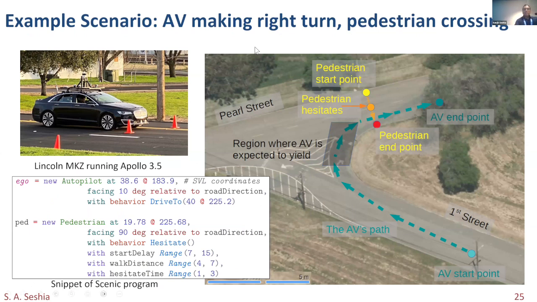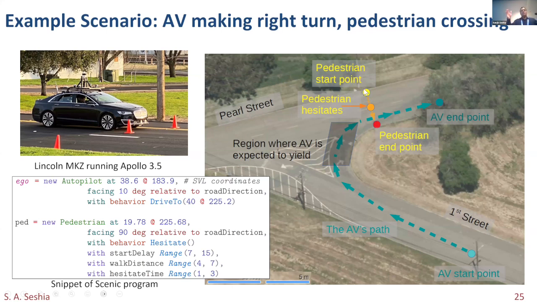There's an autonomous vehicle which you see up here. It has a LiDAR on the top. This was a few years ago, so it was running an old version of Baidu's Apollo software. The AV starts down here on First Street, and it follows this blue dotted path. The goal of the AV is to end up here on Pearl Street at the endpoint on the top right. But along the way, when it turns from First Street to Pearl Street, there's a pedestrian crosswalk.